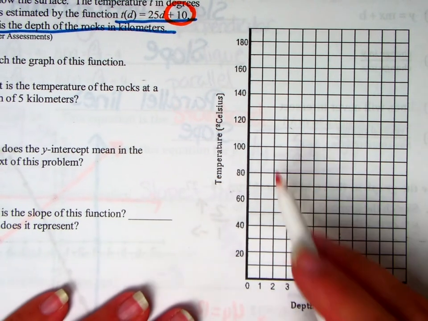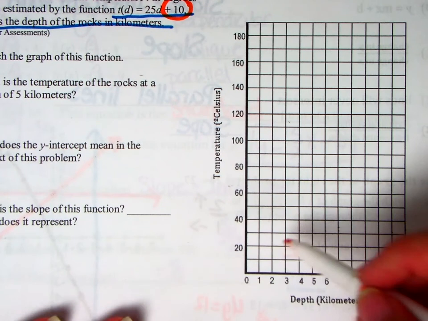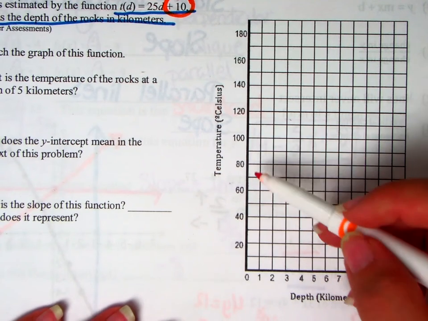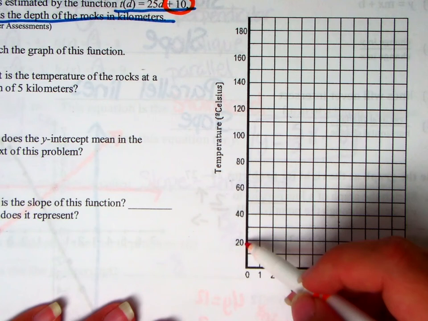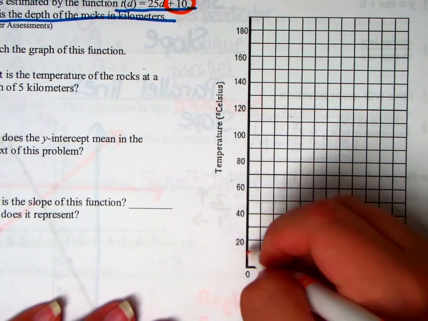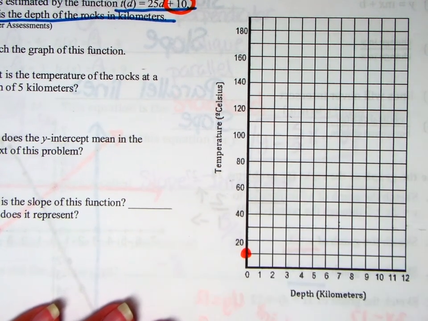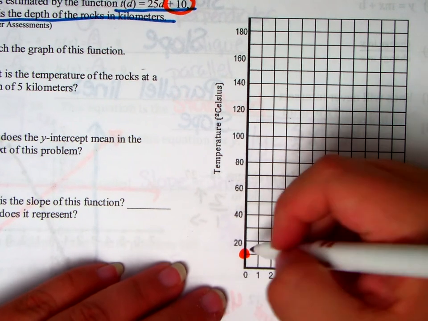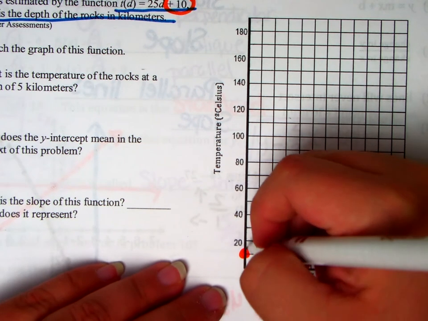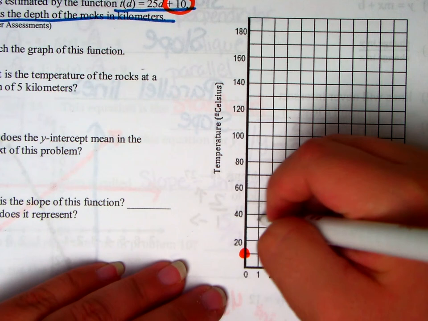So find 10 on our graph. I notice that it's labeled by 20s, but that's every other square, so I know half of 20 is 10. So this is where I'm starting. Put a big pretty dot right there. Now, our slope is 25. What is 25 plus 10? Hopefully you said 35. So there's 35 right here.